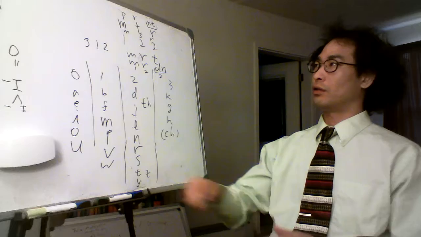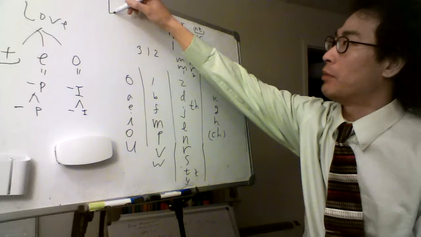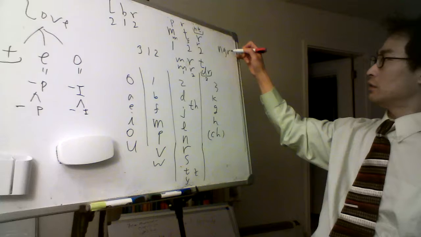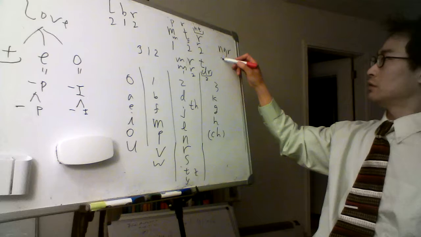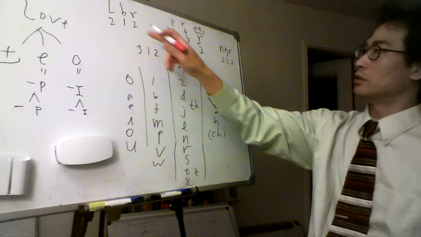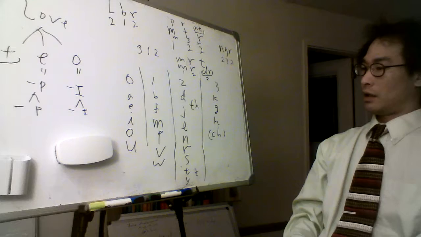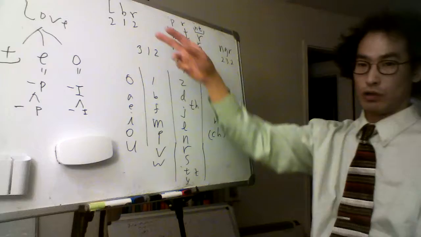How about labor? Labor. L, two, b, one, r, two and two. Negro, so like negative, not, so n, two, g, r, 232. This one's different. Labor, this guy's different from this guy too. So measure obviously has nothing to do with this word labor in terms of word origin.